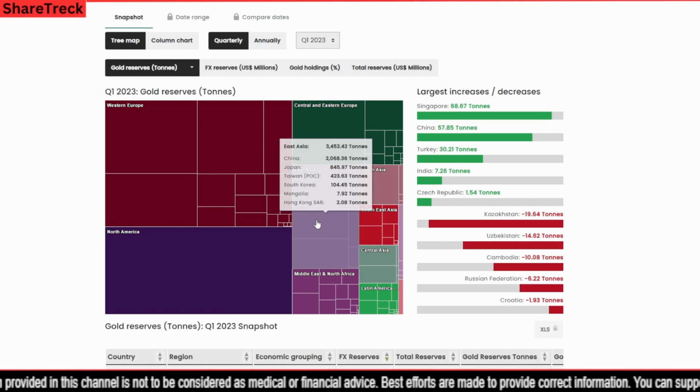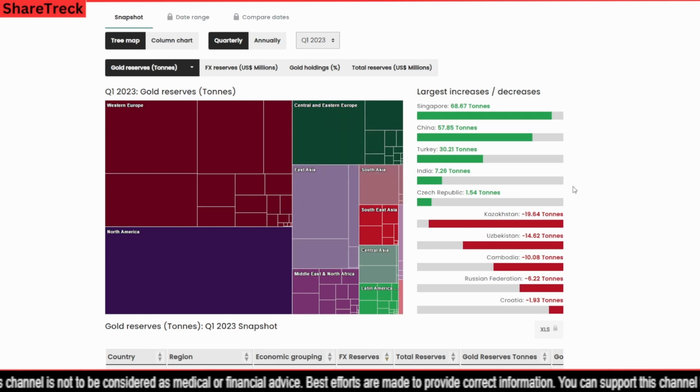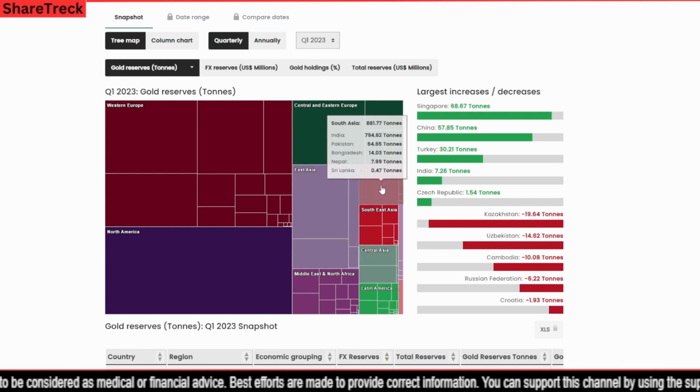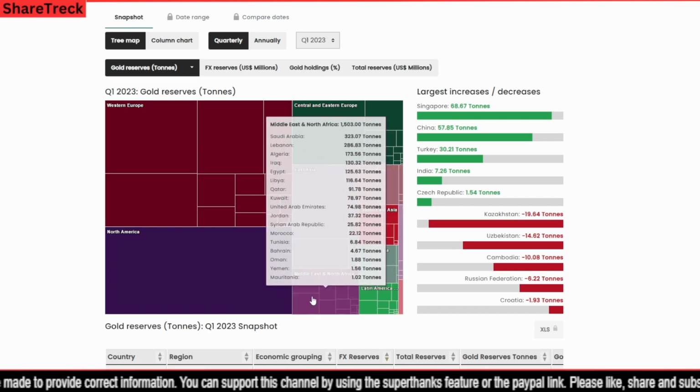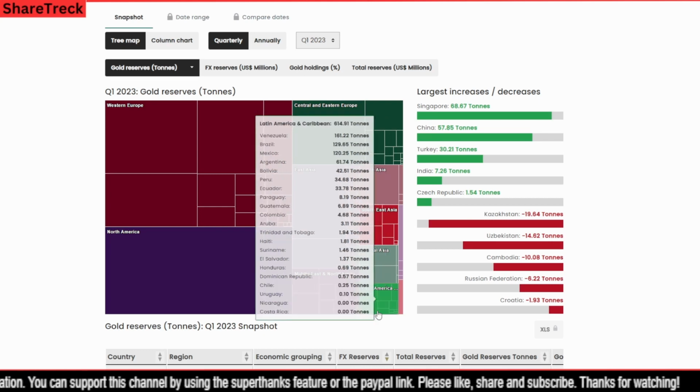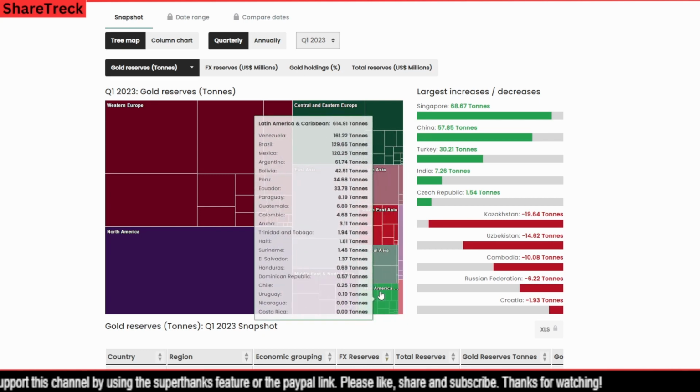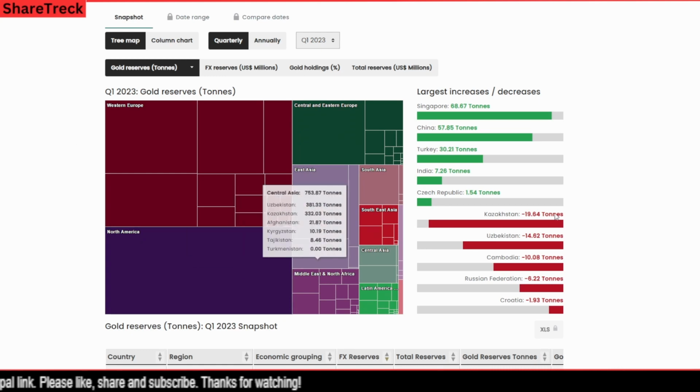And then we have East Asia, which accounts for 3,452.42 tons. And then, of course, we have got South Asia, which accounts for 881.77 tons, and Southeast Asia, which has got 794.33 tons, Middle East and North Africa totally accounting for 1,503 tons. And finally, we have Latin America and the Caribbean. Jointly, they hold around 614.91 tons. So that's the lay of the land overall.